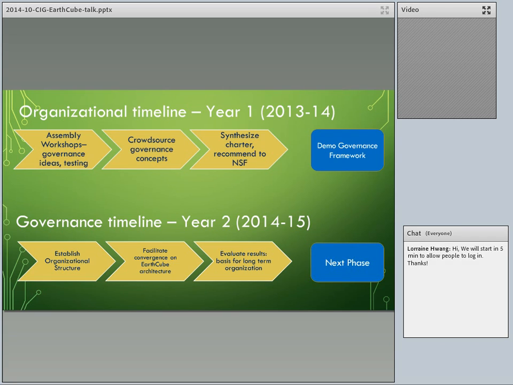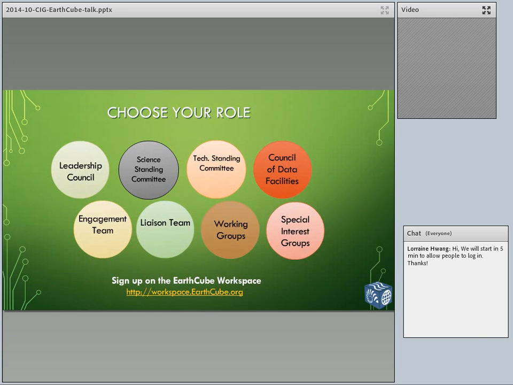We are not in the next phase yet, so we don't know what it's going to be, because the idea is that the initiative will be... there are various roles that you could play in EarthCube, and I'll go through them briefly. There is the Leadership Council. There are 3 standing committees: Science Standing Committee, Technology and Architecture Standing Committee, and the Council of Data Facilities. And then there are engagement and liaison teams, and then there are working groups and special interest groups that any EarthCube member could join.